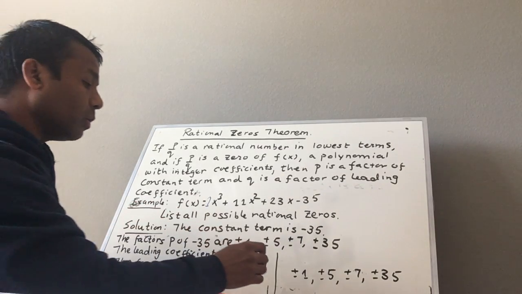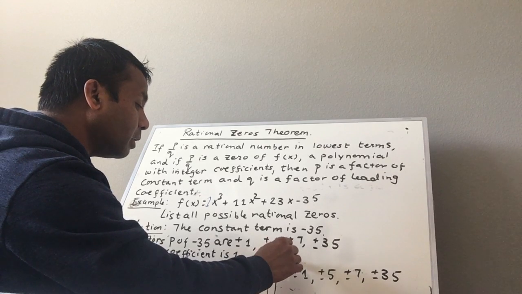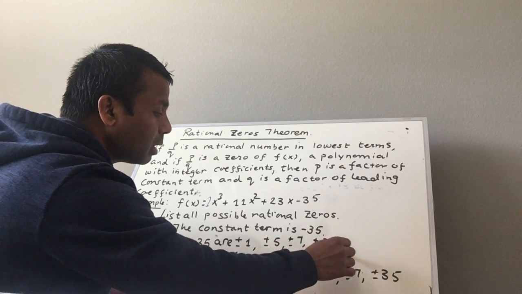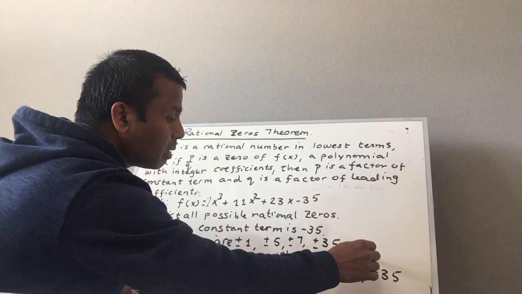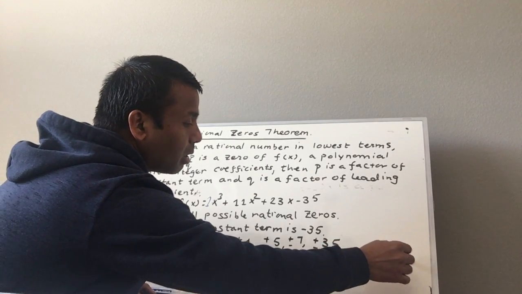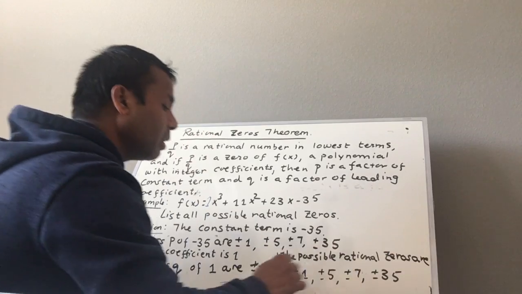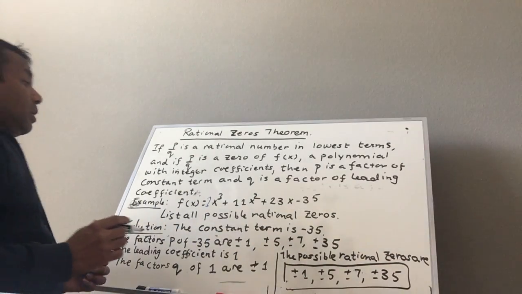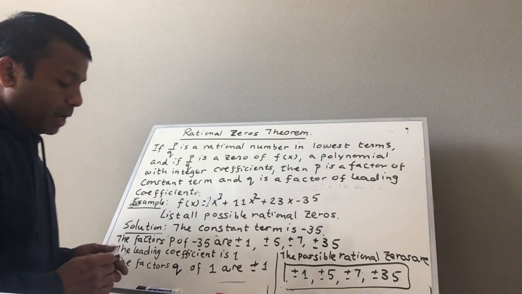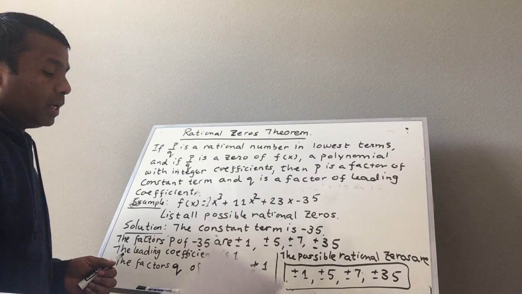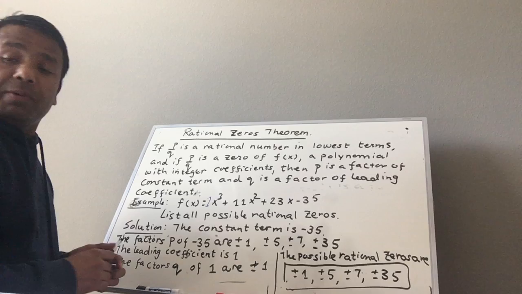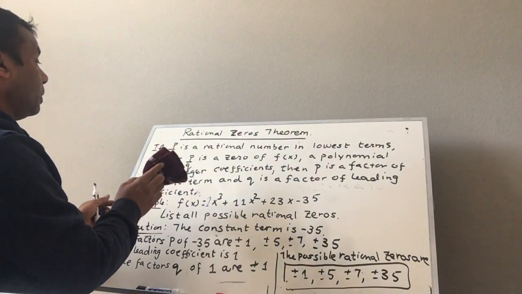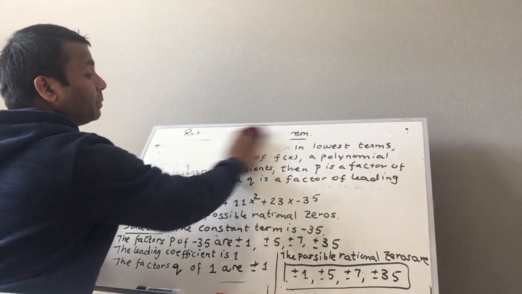So the possible rational zeros are these. This is the first part. Now the second part is we have to determine the rational zeros of this function.